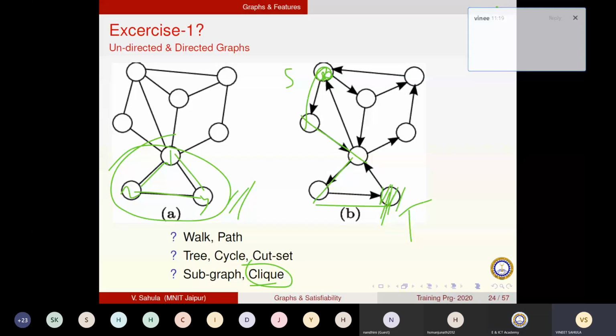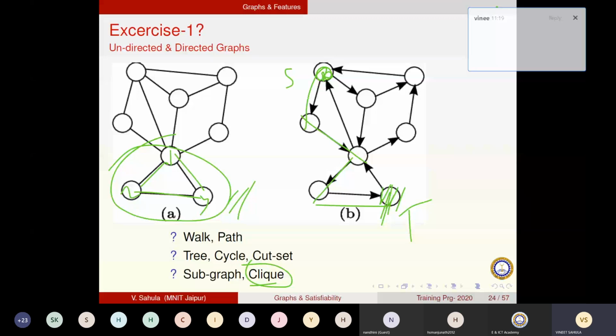So what is a size 4 clique? It is not existing in this graph. How can I make it? Had there been a connection here, this graph would have been a size 4 clique. Do you understand?